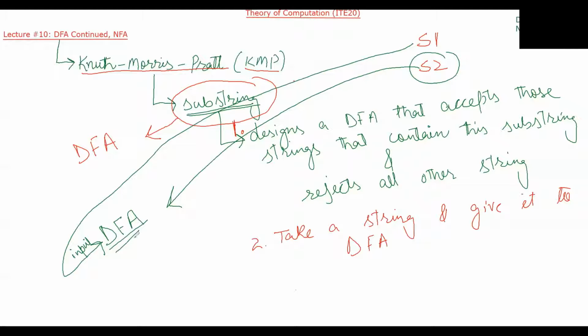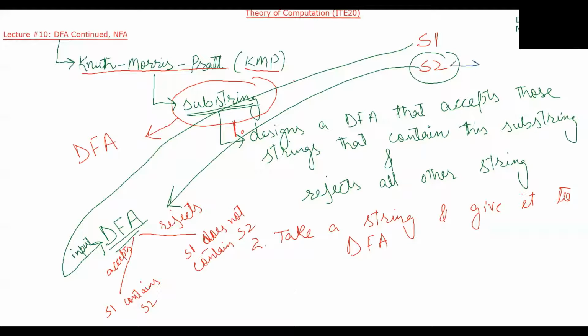If this DFA accepts this particular string s1, it means s1 contains s2. Okay, if it rejects this particular string, what does that mean? It means that s1 does not contain s2. Fine. So this is the Knuth-Morris-Pratt algorithm for string matching, and this particular algorithm is based on DFA, deterministic finite automata.